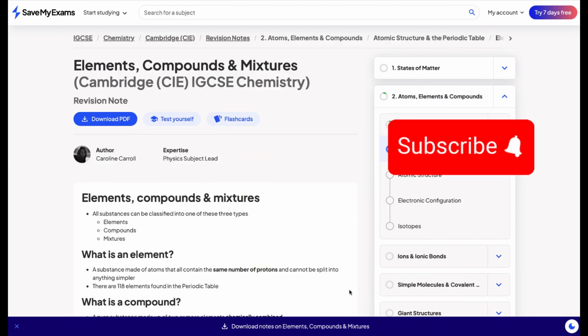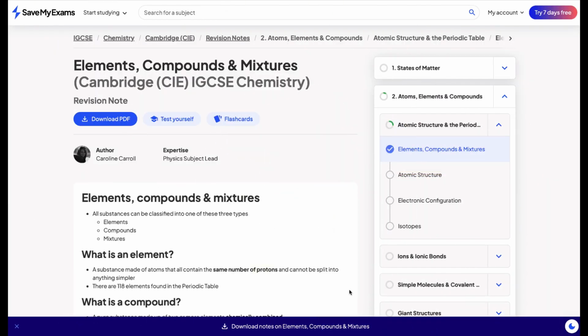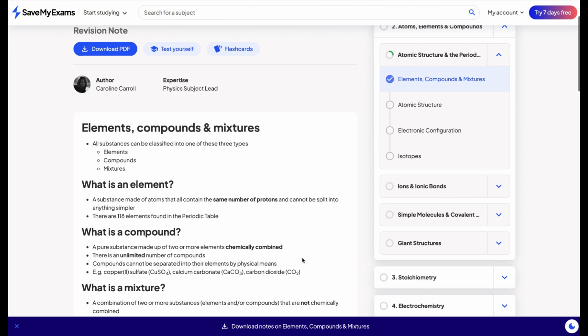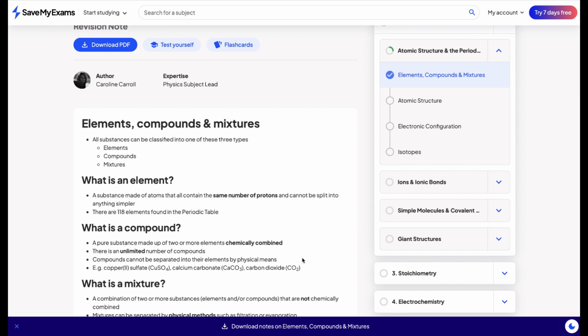And chapter 2 we'll be looking at elements, compounds, and mixtures. The first one, the first atomic structure actually. So this chapter 2 will be looking at atoms, elements, and compounds. And in this chapter, we'll be looking at the atomic structure and the periodic table briefly. And here, the first part we're looking at is elements, compounds, and mixtures.